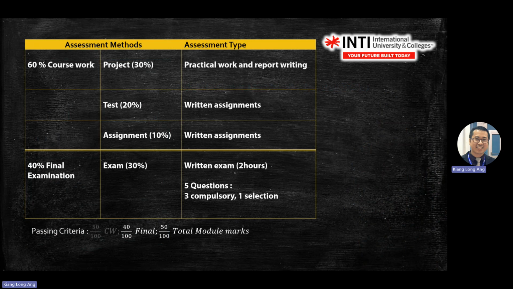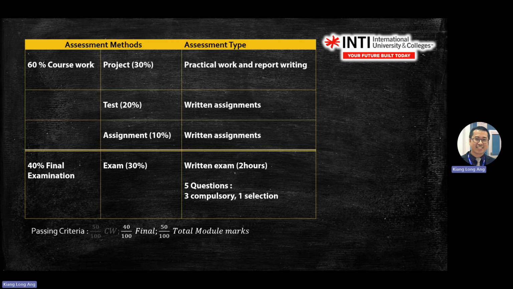So this is how we assess you. We have 60% coursework and 40% final. It's a bit different from other modules. In others the final is 60, but for this module, you focus more on the coursework. In other words, you can't fail this module unless you don't pass your assignment. If you pass your assignment and hit the minimum requirement, then you will surely pass this one.